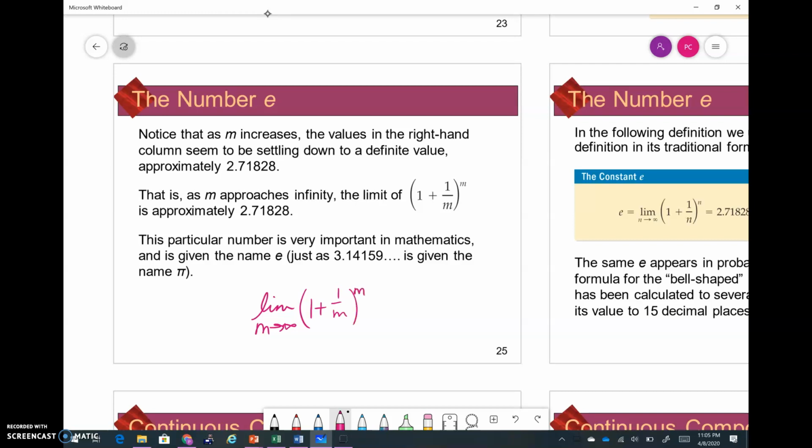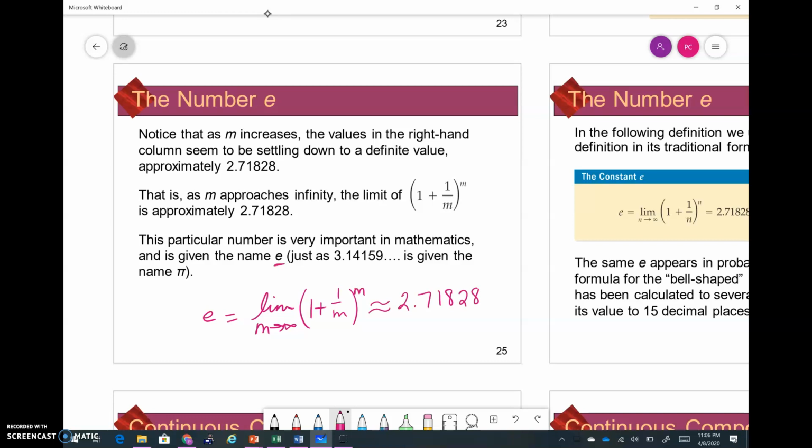So the limit as M approaches infinity of the function 1 plus 1 over M to the M power is getting to 2.71828. Well, this particular number is very important in mathematics and is given the name E. So this is E. This is just as 3.14159 was given the name pi. So we have E and we have pi.